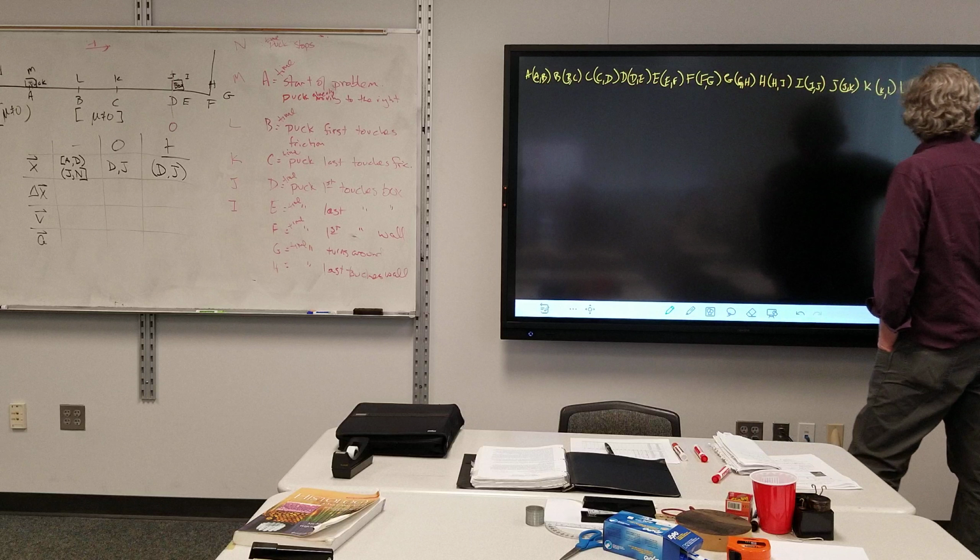Okay, so let's start out with position. Where's position equal to 0? At what times? D and J. Yep. So put down D and J. Where is it positive? And I established to the right is positive. E, F, G, H, and I.